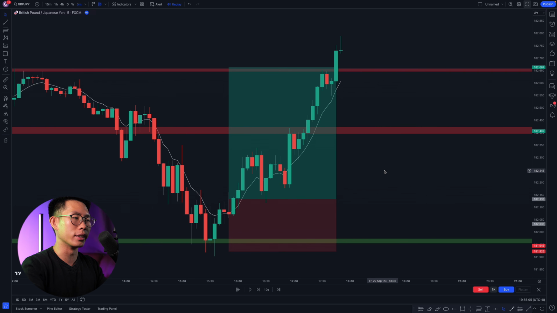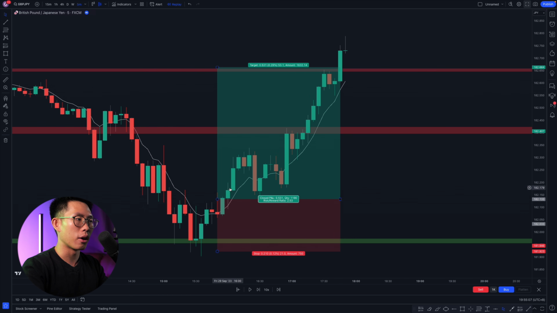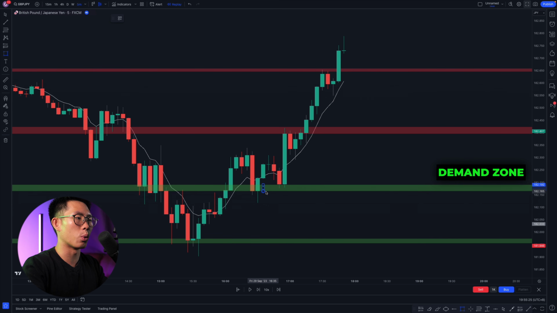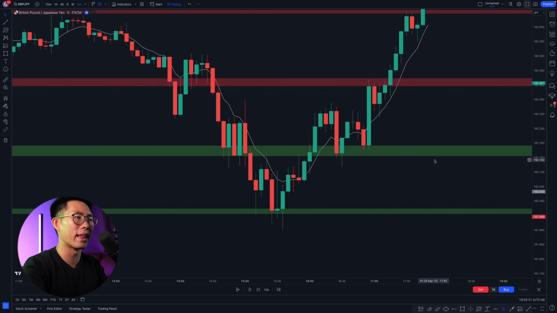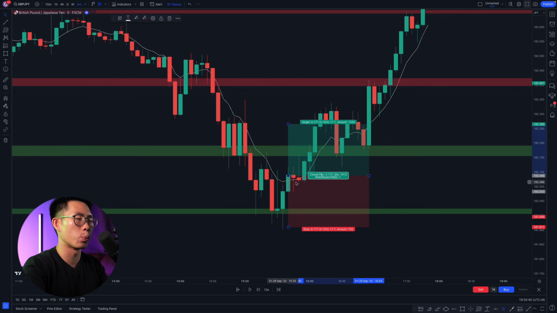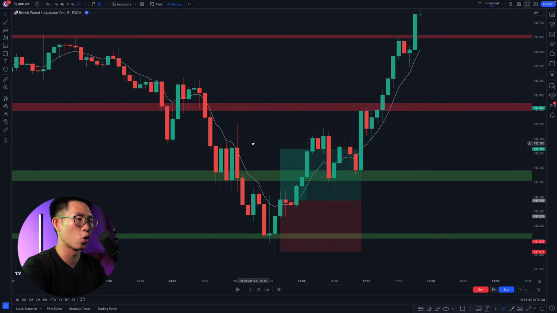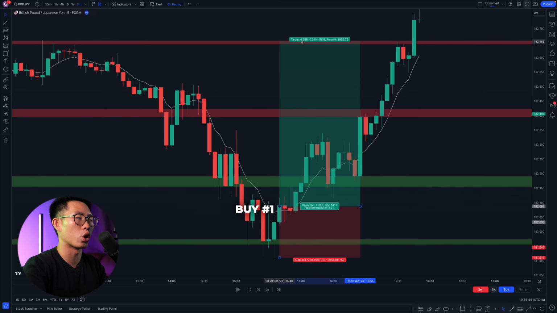So what I could have done in this trade is that somewhere right around here, there was another demand zone, right? So this is when I will be looking to enter my second trade, scale into this position. Remember, my first position is where I entered somewhere right around here when the moving average has crossed over, and let's say my overall take profit is all the way up at this second supply zone.